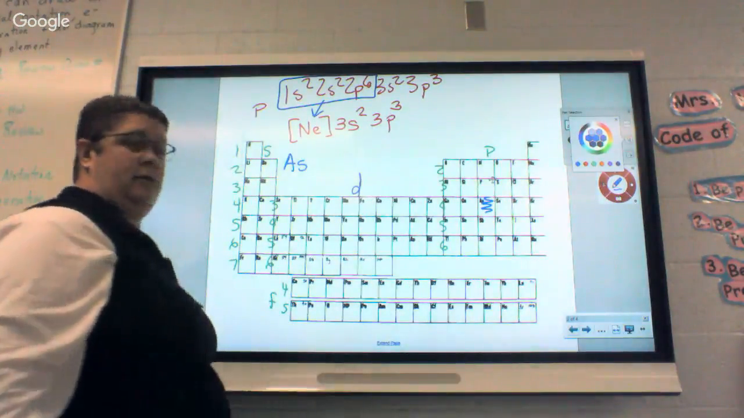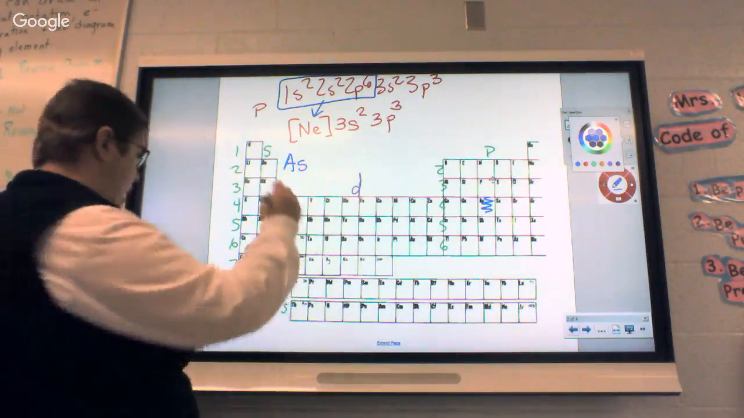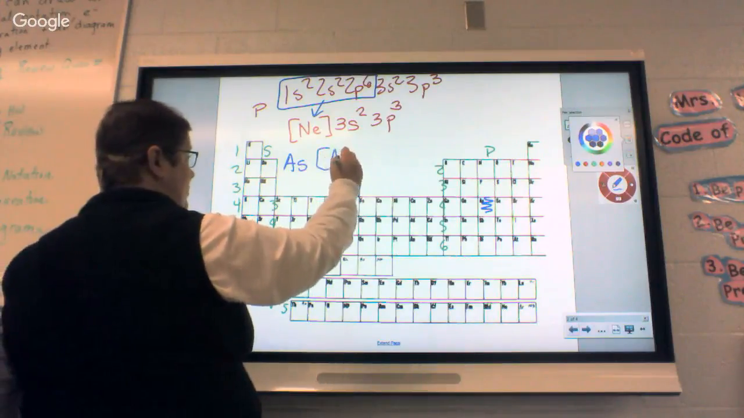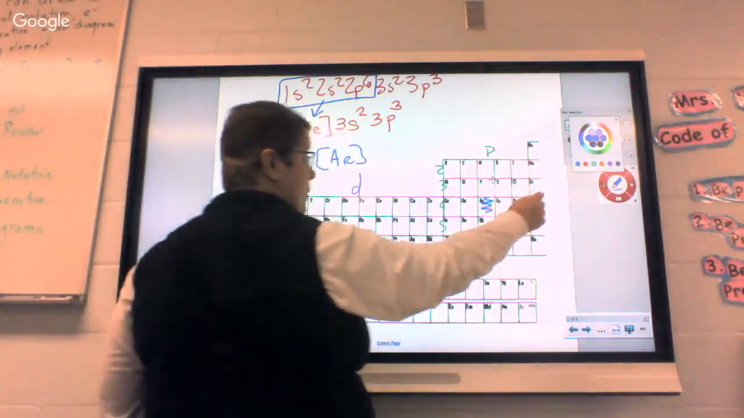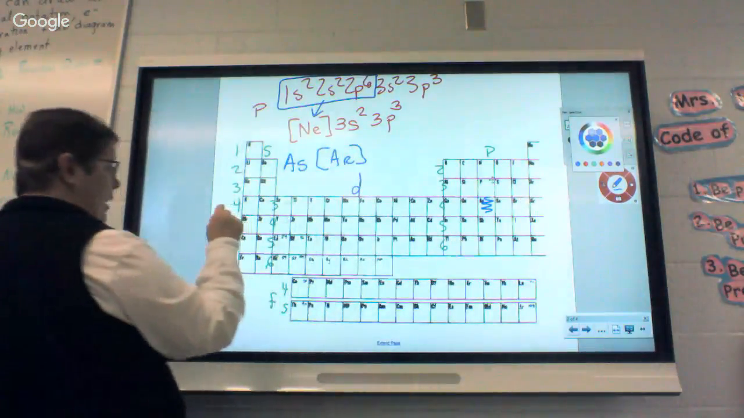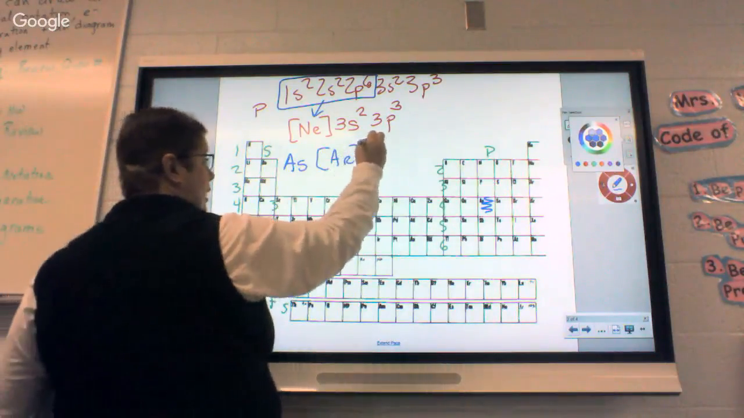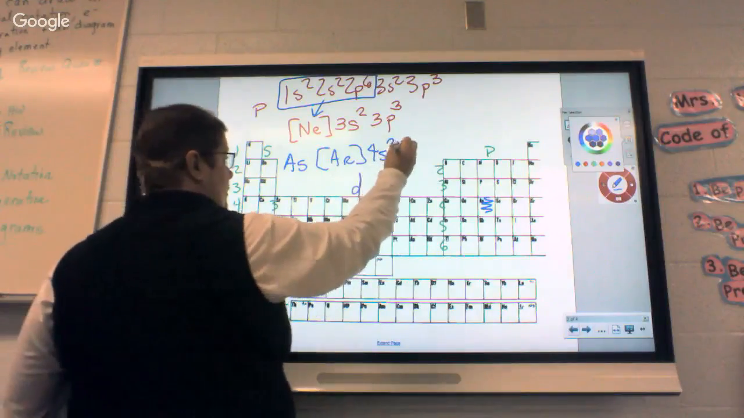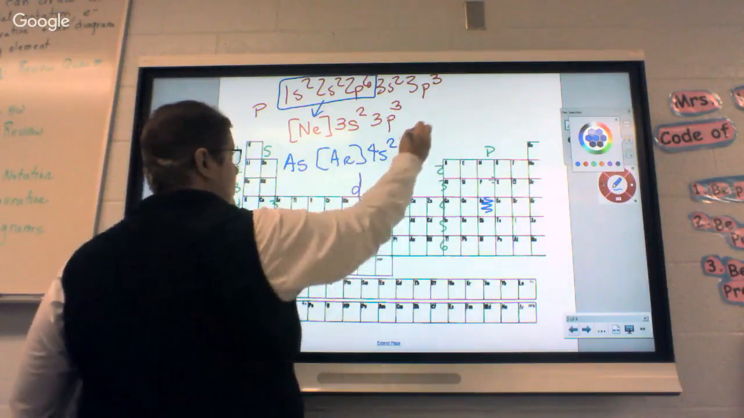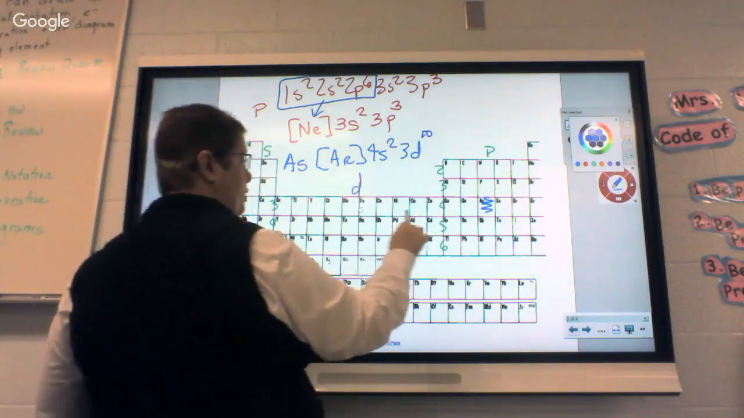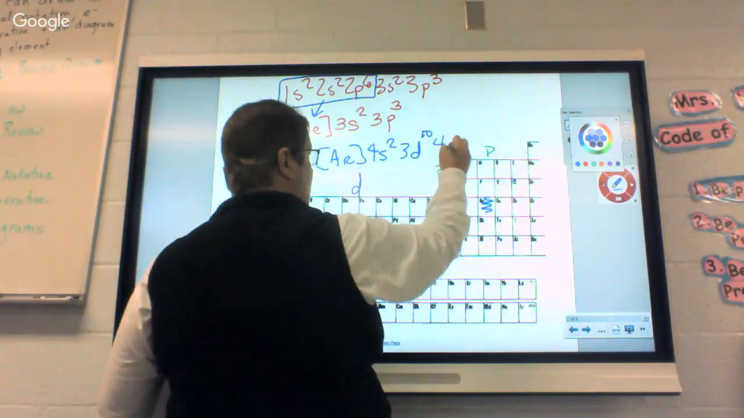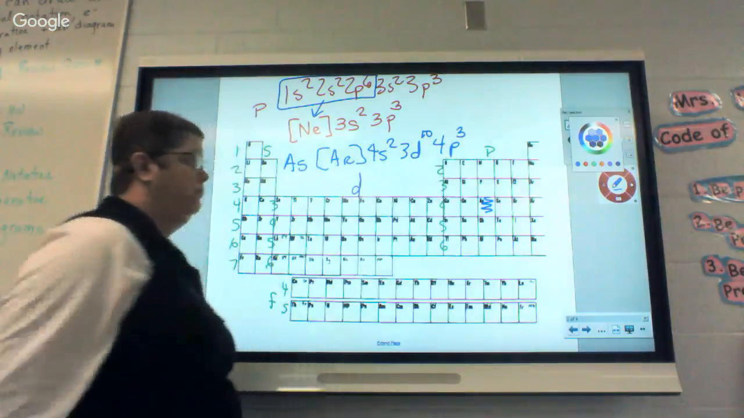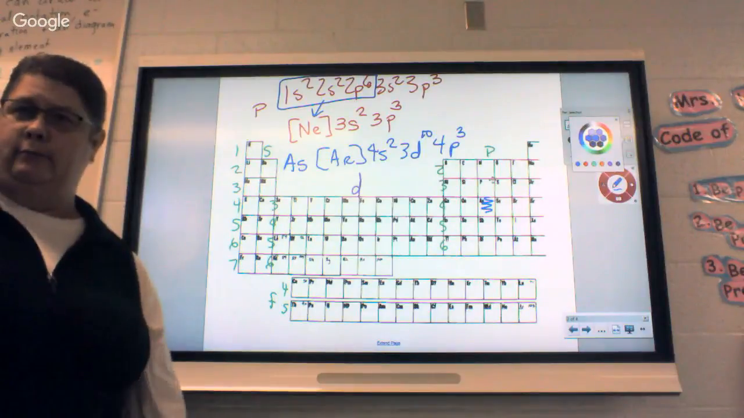Okay, what's the noble gas? All right, we write AR in brackets. And then from AR in brackets, we come back over and we have what? 4F, how many? And then we have what? 3D, how many? 10, and then we have 4P. Yes. And that's shorthand.